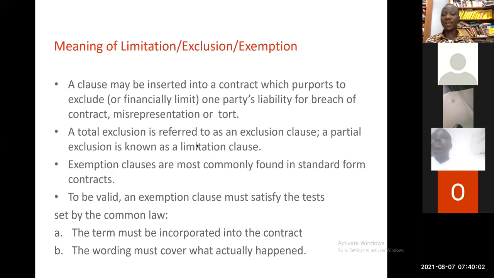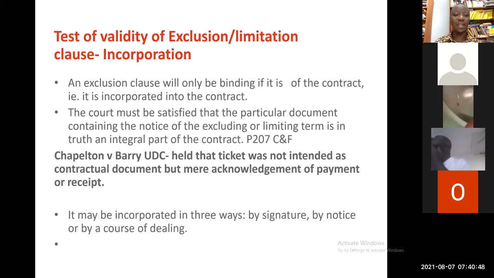In other words, when a breach has occurred, the exemption clause that was demonstrated to be part of the contract should be interpreted to cover the exact breach which has occurred, for which you are trying to either exclude liability or place a limitation on your liability. That is how the common law tries to control the use of exemption clauses, so that their effect as far as unfairness in the contracting enterprise is concerned will be curtailed or minimized. We will quickly look at these requirements one after the other.